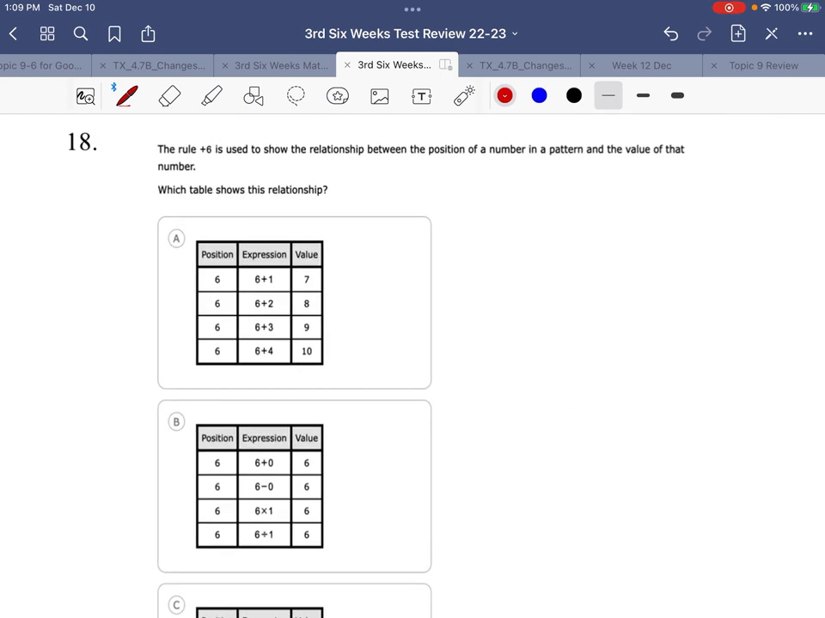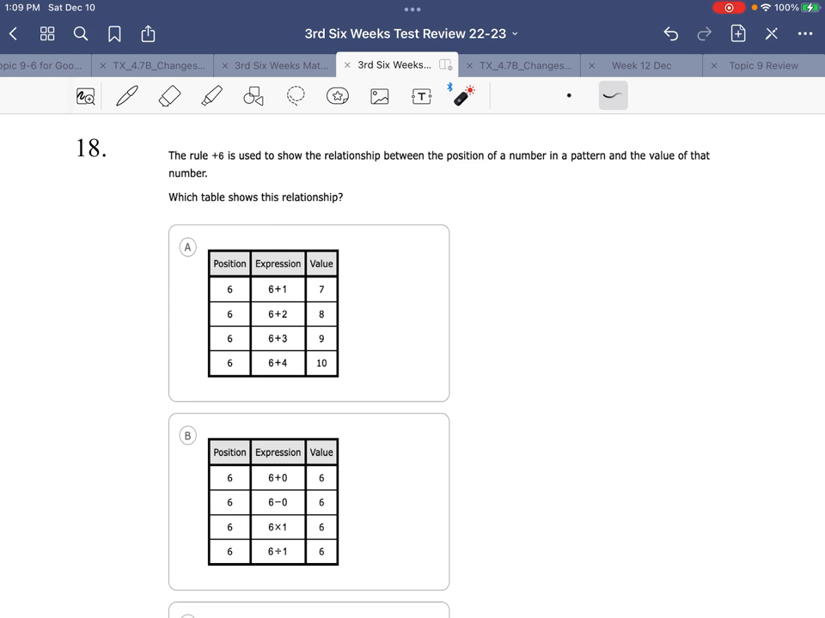Okay, 18. The rule plus 6 is used to show the relationship between the position of a number in a pattern and the value of that number. Which table shows this relationship? So they're telling me that my rule is plus 6. Okay, so I already know that. I can put that somewhere here because that's very important. Rule is plus 6.